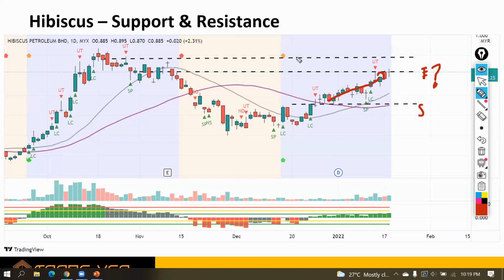But of course, the good thing about Hibiscus compared to Bumi Armada is that they are still somehow far away from the red colors. So maybe they still got some room to go compared to Bumi Armada. But of course, preferably close to supports before we look for the trades. All right.